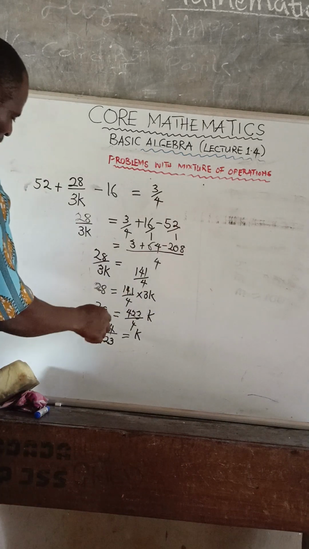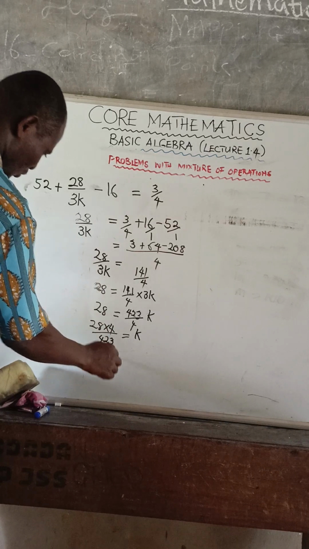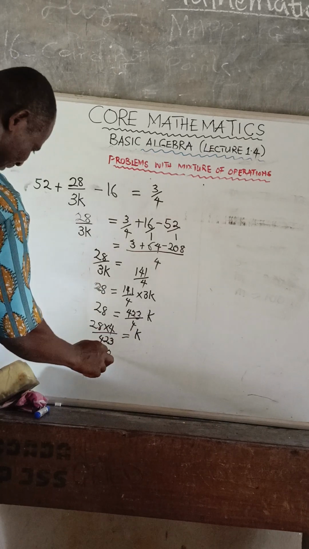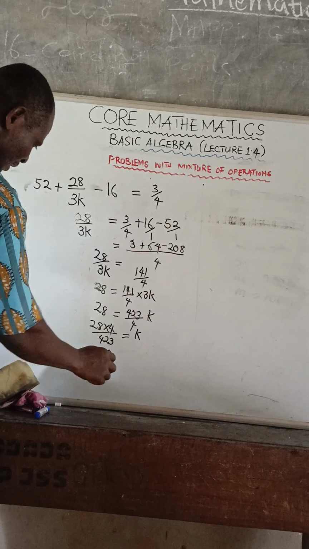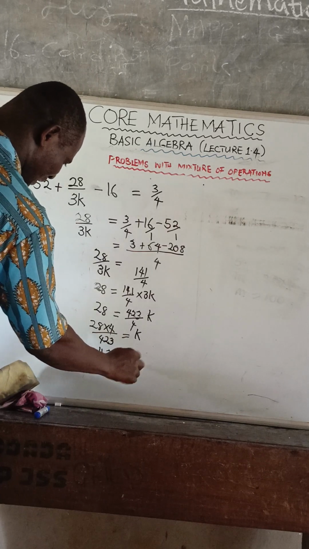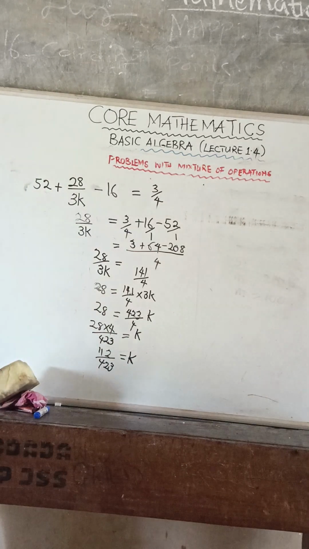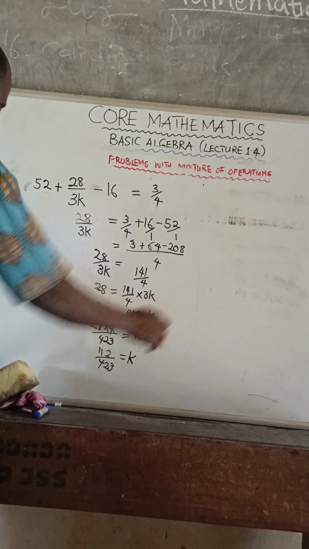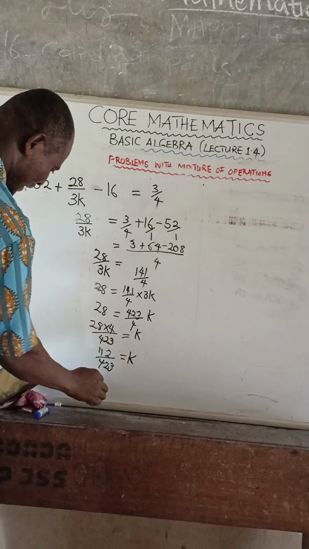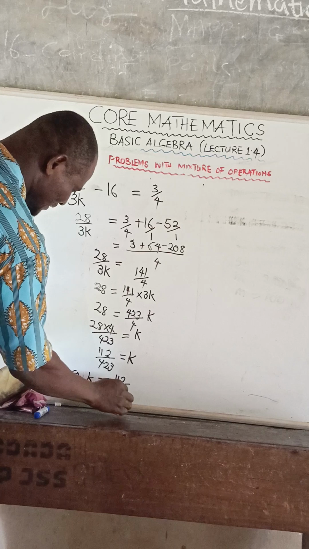So at the end of the day, when you multiply, you are going to make 4 times 28, which is 112 (4 × 28 = 112). Then 28 times 4 plus 3 is 11, all over 423, equals k. Or you can bring the k here and say that it's just the same. Our k equals 112 all over 423.